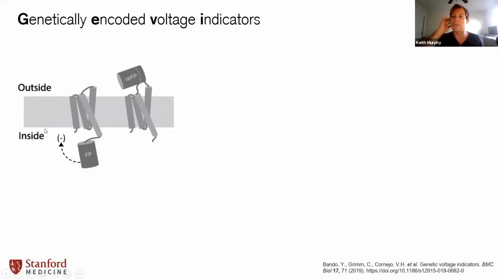So Kim, we remember that there's a negative charge inside the membrane during resting membrane potential, but what happens when neurons become active? Yeah, it goes positive. It goes positive. So it might create sort of like a torque with this channel, and this conformational change that occurs here may cause this molecule to become fluorescent when it otherwise was not.